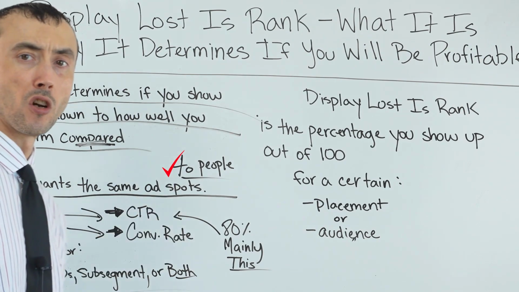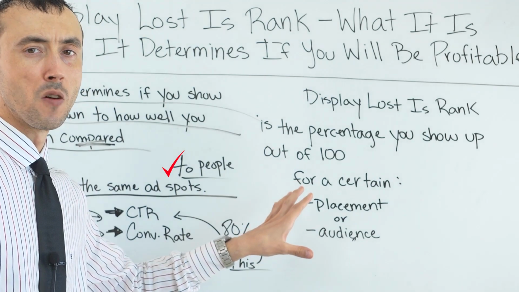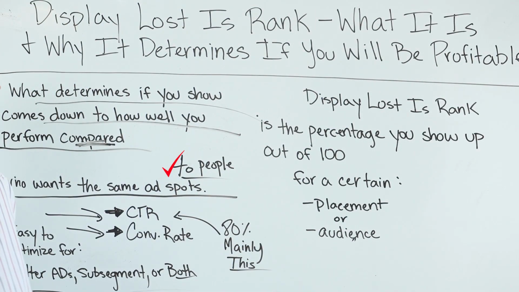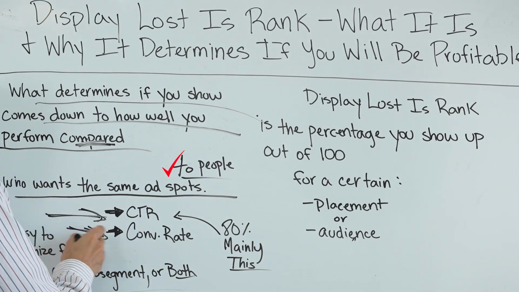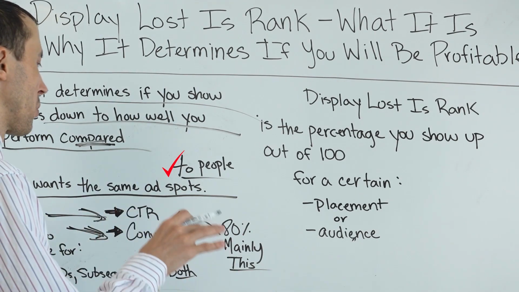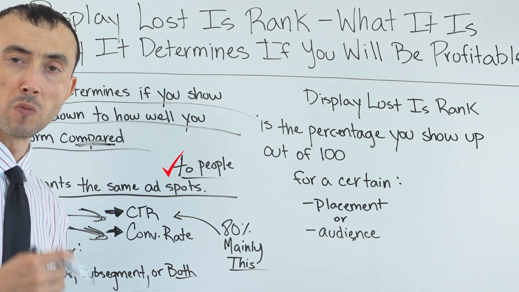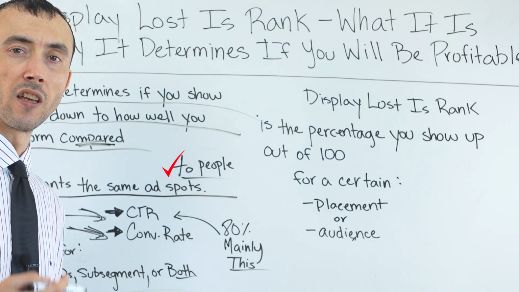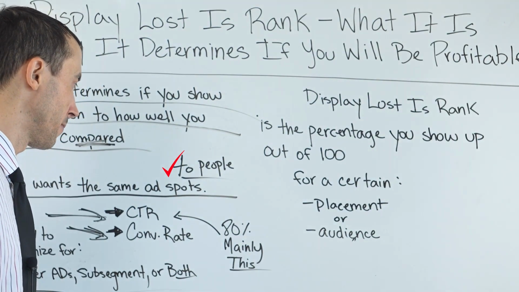So in other words, a 0% display loss rank means you are showing up the most you possibly can for a certain audience or placement on a certain website. Whether you get 0% or 100% comes down to the click-through rate and the conversion rate. It's very similar to how search ads work on Google.com itself. Google wants to display relevant ads for their users so that people get used to clicking on ads in the future, so it builds long-term usage of their ad product, okay?